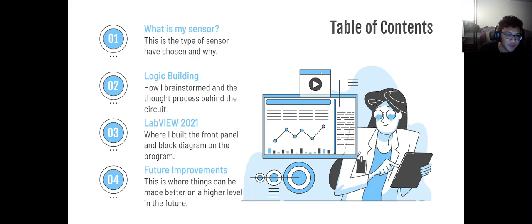What is my sensor? I'm just going to be talking about my sensor, why I chose it. Then I'm going to talk about the logic building and how I brainstormed and was able to make it to that part. And then LabVIEW 2021, I'm going to talk about how I built the sub VI, the VI, and then the physical circuit. And then I'm talking about future improvements where I can make things better.